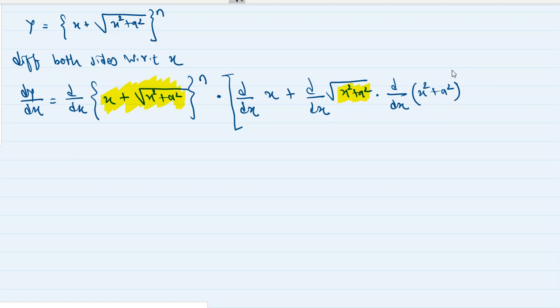ओके, एंड ब्रैकेट क्लोज. अब बस इसको सिंप्लीफाई कर दोगे तो तुम्हारा आंसर आना चाहिए. Let's see. So what is d by dx of this, where we don't have to touch this inside stuff? It is going to be n multiplied by (x plus under root of x square plus a square) raised to n minus 1.